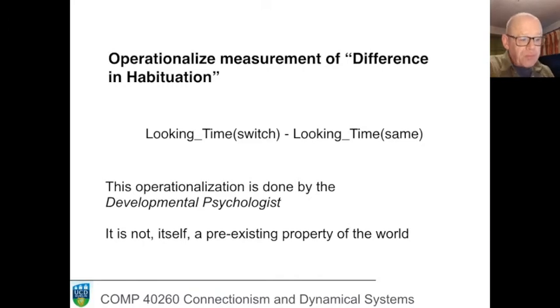So here's a further number we can calculate. The difference between the looking time on switch trials and looking time on same trials operationalizes what they call the difference in habituation. This is a construct. You can see clearly this is constructed carefully. We've decided we're going to use looking time. We've decided we're going to measure looking time in one way or another.